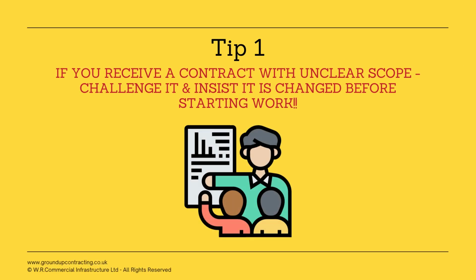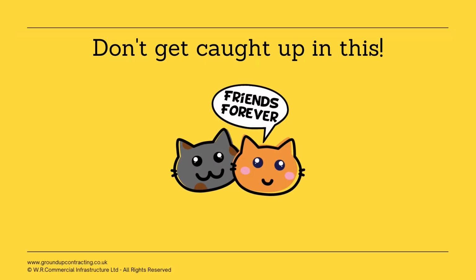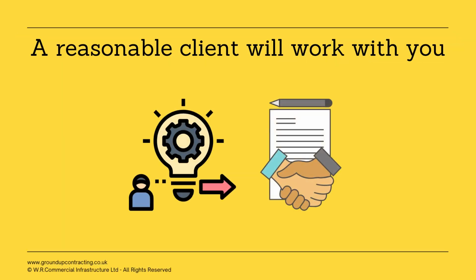Tip 1 is that if you receive a contract with an unclear scope, challenge it and insist it is changed before starting work on site. Once you start work on site, you lose your leverage. At this stage, you may feel pressured just to let it go, as you want to maintain a good relationship with your client. However, this should not be prioritized above protecting yourself contractually. Besides, a reasonable and competent client should want the scope to be defined clearly as well. If they don't, this could be seen as a warning flag.